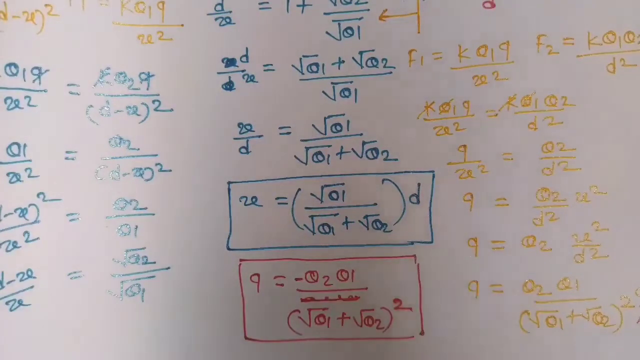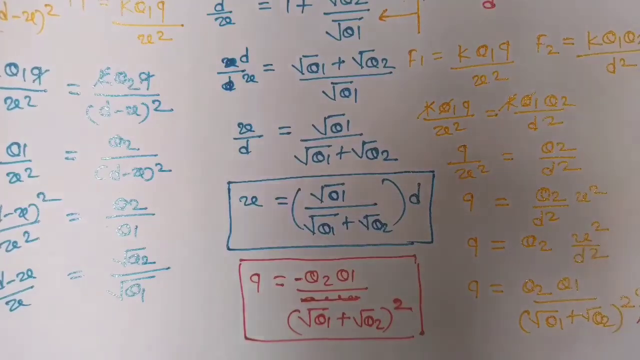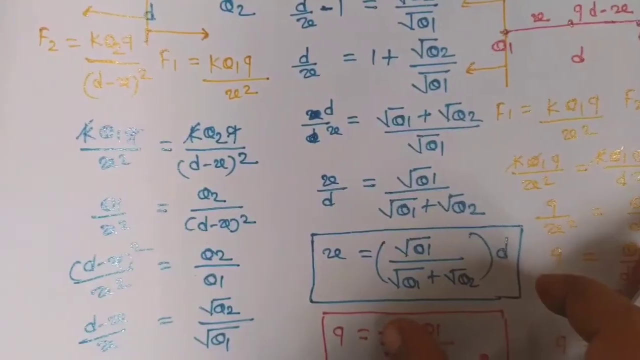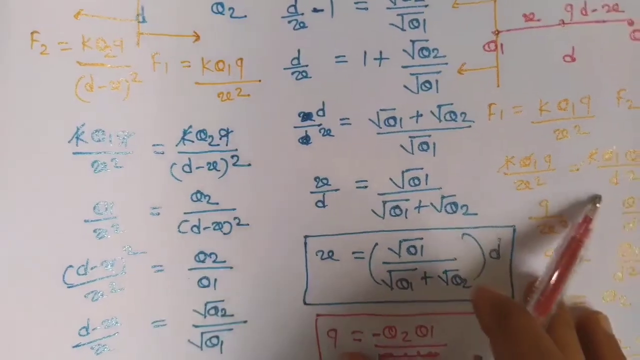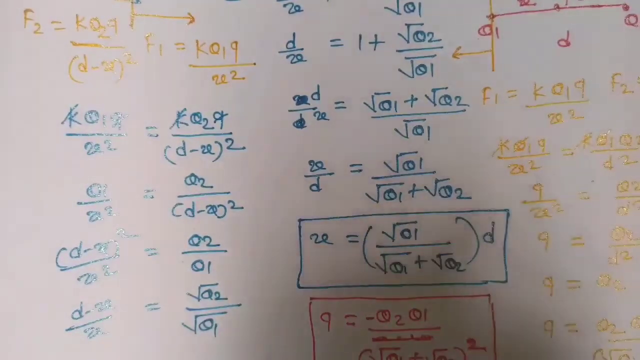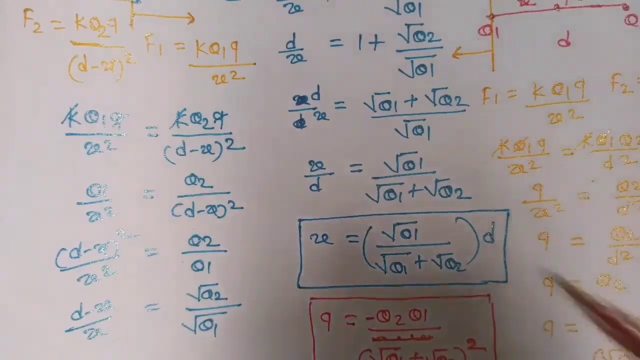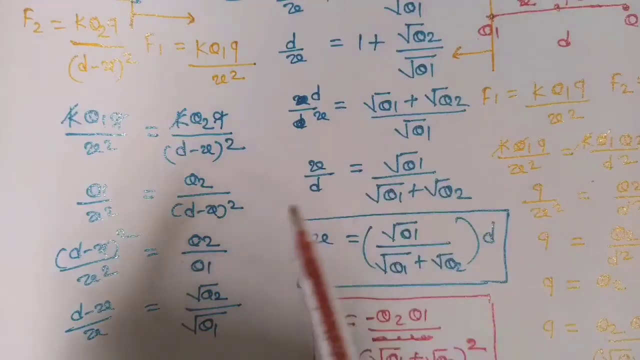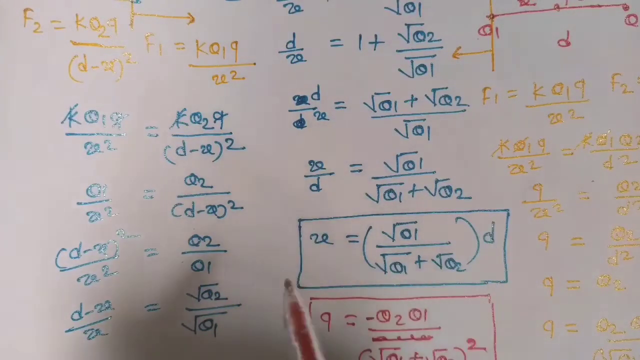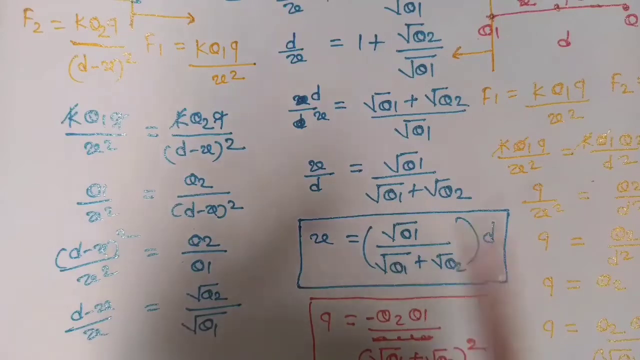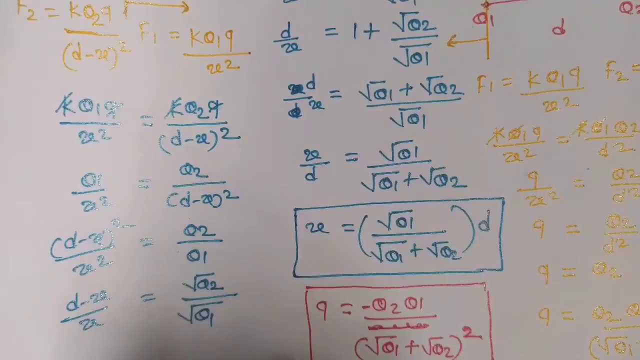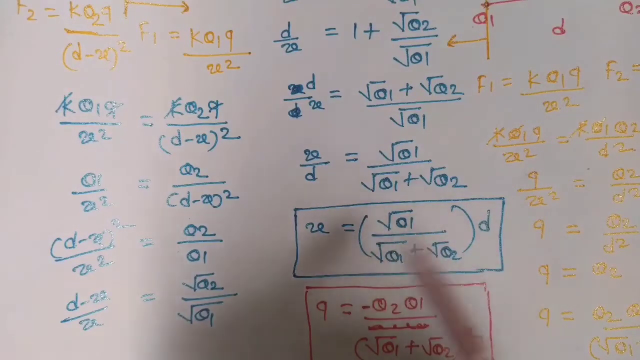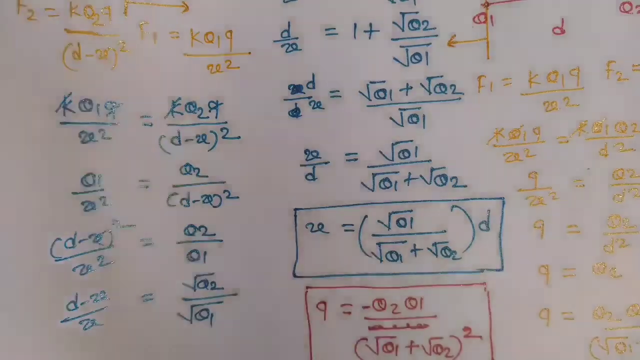Simply we can remember these two formulas. When both charges are positive, we only use this formula. Otherwise, when one charge is positive and another one is negative, we use another formula. This one is used only when both charges have the same sign. So we can simply remember these two, put the values of the charges here, and we will get the answer easily.